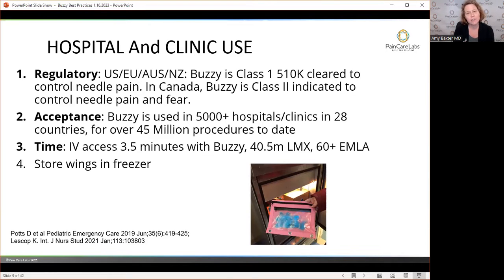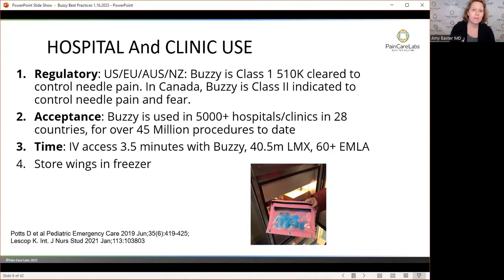We're in 28 countries, and over 45 million needle procedures have been done to date. Probably more because we don't know all the people who are using it for all of their procedures at home all the time. The time savings for a hospital is one of the main reasons that it is brought in.